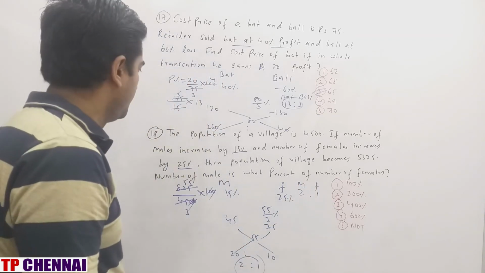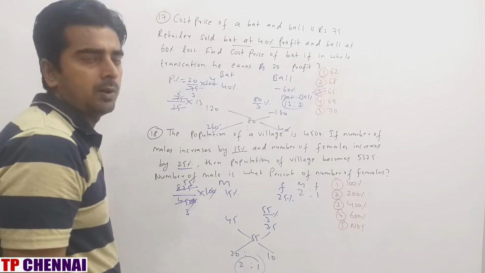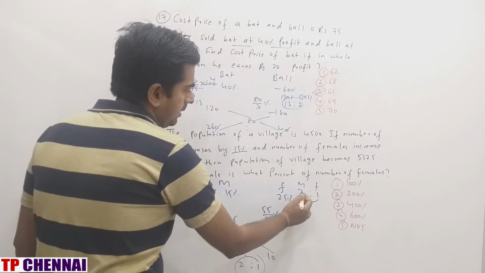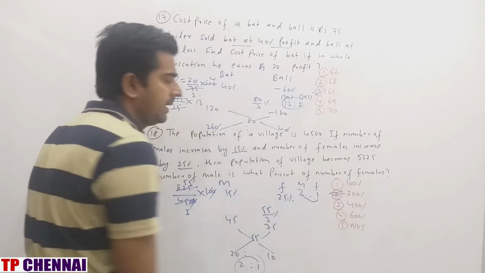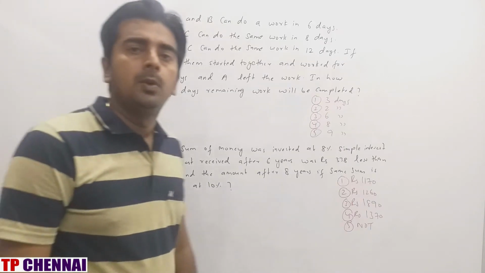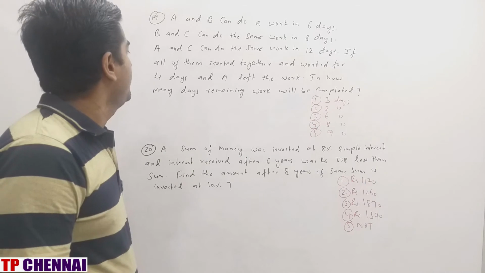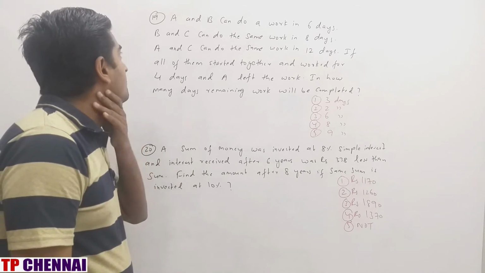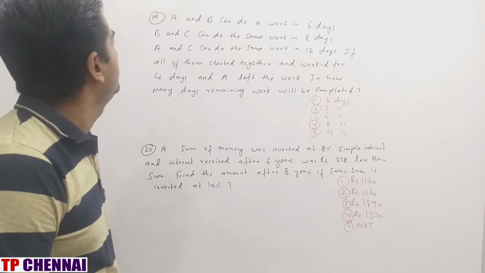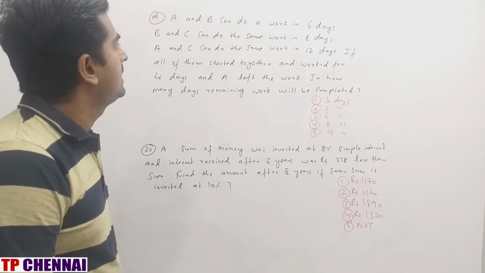Now what are they asking? Number of males is what percent of the number of females? This is how much? 200% only, directly. My answer is the second option. So I hope you are clear with the previous arithmetic question. Now we will see the next one. A and B can do a work in 6 days. B and C can do the same work in 8 days. A and C can do the same work in 12 days.